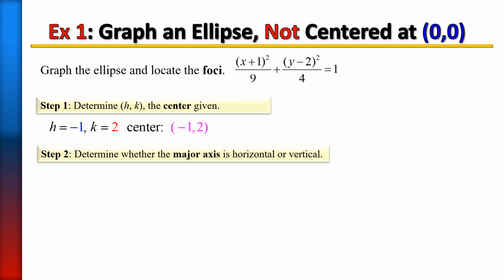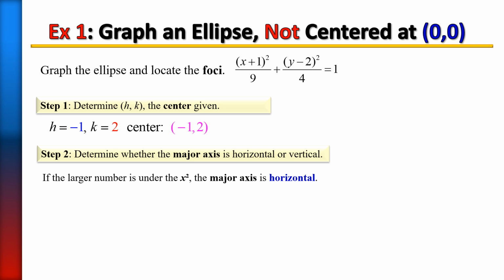Next, we want to determine whether the major axis is horizontal or vertical. Well, notice that the larger number is under the x squared term, and recall, when the larger number is under the x squared term, the major axis is horizontal.